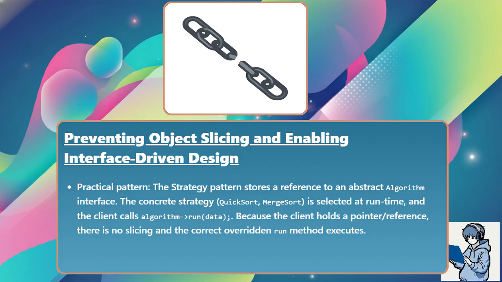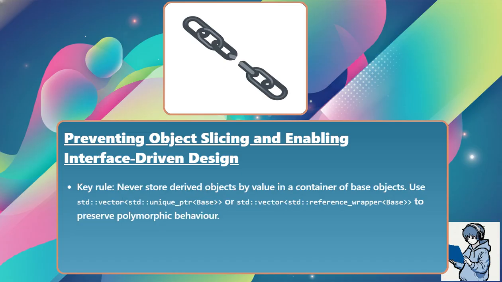Practical pattern: the strategy pattern stores a reference to an abstract algorithm interface. The concrete strategy, quicksort or merge sort, is selected at runtime, and the client calls algorithm->run(data); Because the client holds a pointer or reference, there is no slicing and the correct overridden run method executes. Key rule: never store derived objects by value in a container of base objects. Use std::vector<std::unique_ptr<Base>> or std::vector<std::reference_wrapper<Base>> to preserve polymorphic behavior.